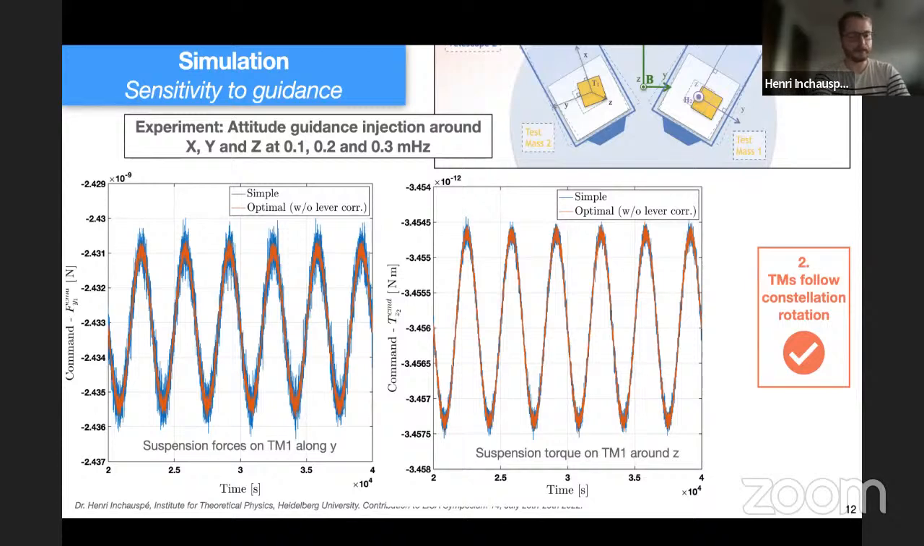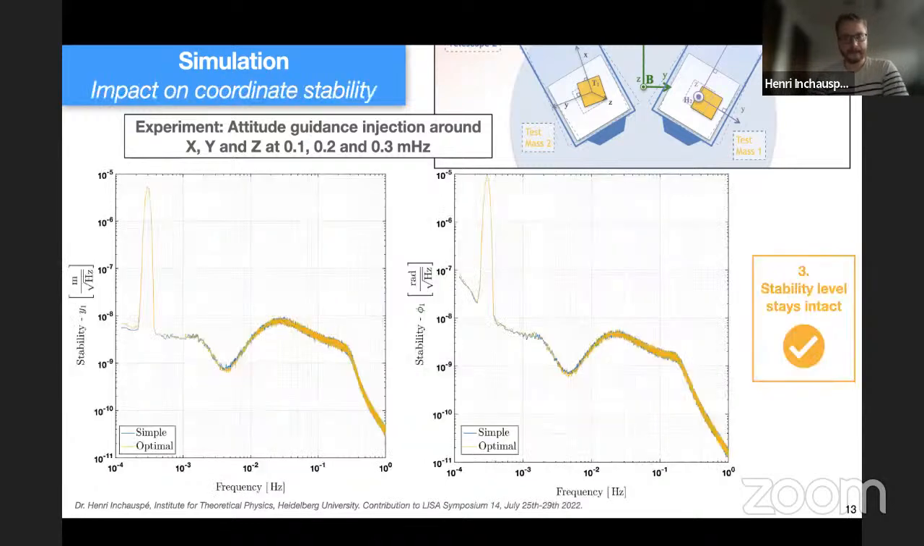So effectively, you're going to have suspension force and torques that will accompany the rotation of the constellation. So that we keep. And then with the same experiment, we can check for these same two degrees of freedom. Here, this is Y motion, test mass along Y, and rotation around phi, and for the simple and optimal scheme, we keep the same level of stability.